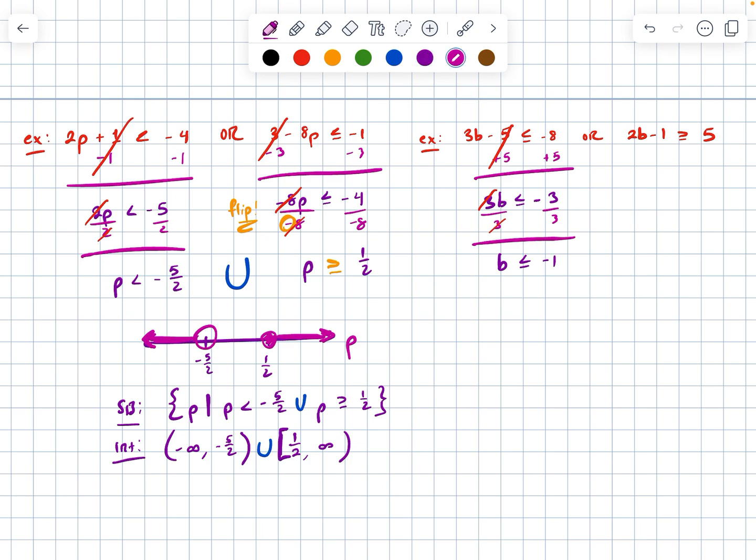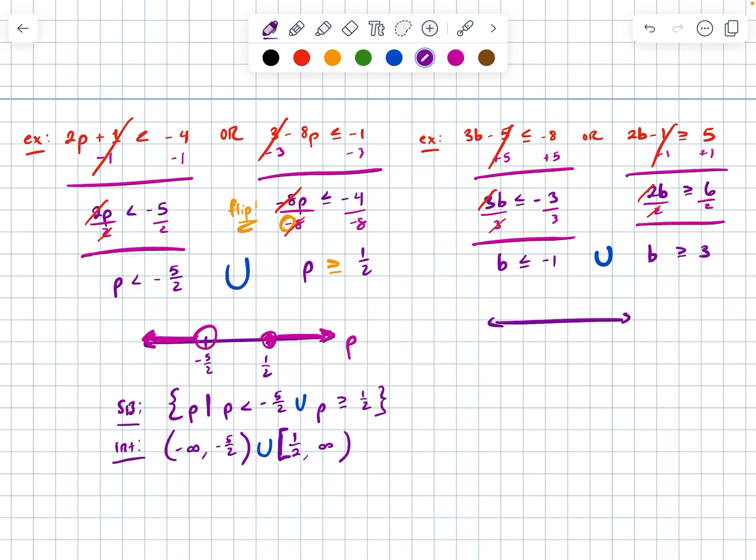Or, second case, 2b minus 1 is greater than or equal to 5. So, let's start by adding 1 to both sides. On the left side, they undo each other. I'm left with 2b is greater than or equal to 5 plus 1, which is 6. Divide both sides by 2 to isolate b. 2 divided by 2 is just 1, so I'm left with 1b is greater than or equal to 6 divided by 2, which is 3. So either b is less than or equal to negative 1, or b is greater than or equal to 3.